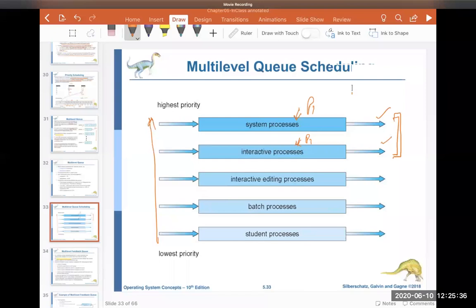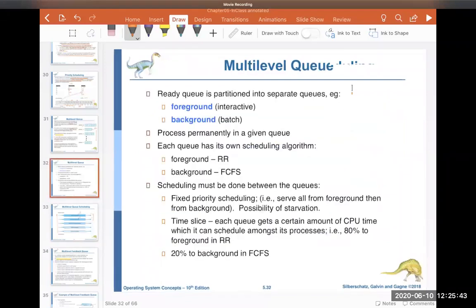Now, what about the scheduling between the queues? For that there are two methods. One is fixed priority. With fixed priority, the highest priority queue must be empty before the second one starts executing. That would also give starvation. Starvation is when the lowest priority process keeps waiting to be executed or allocated to the CPU. But another approach is time sliced.